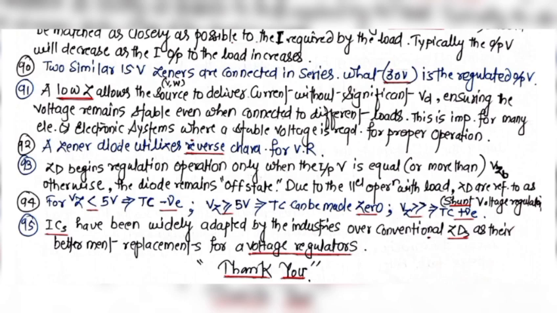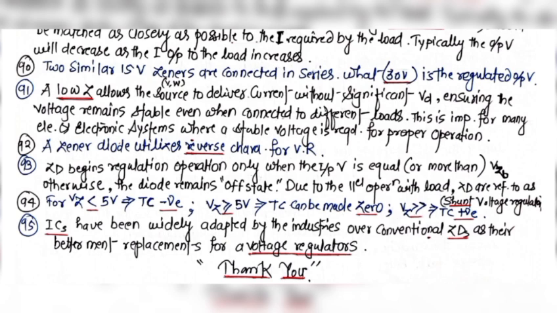For Zener voltage less than 5 volt, the temperature coefficient is negative, and if the Zener voltage is greater than or equal to 5 volt, then the temperature coefficient can be made 0. If the Zener voltage is greater than that, then the temperature coefficient is positive. ICs have been widely adopted by the industries over conventional Zener diodes as their better replacements for voltage regulators.